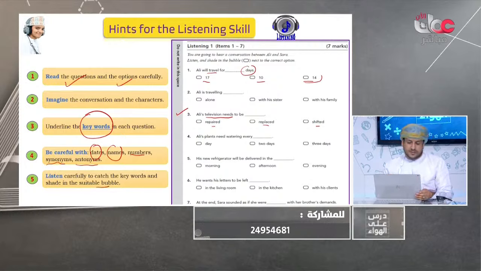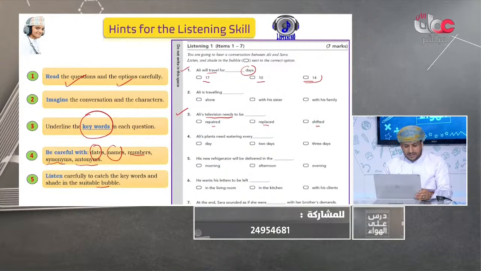Try to use pencil first. For example, if you have some doubts in the first question, maybe the answer is 10. Try to put only a dot, so that in case you want to change it the second time, you erase and change your answer. So that's it about task 1 of the listening. I hope it will be easy for you. I would like you to get more practice. You have to practice more so that you can overcome all these questions and answer them easily tomorrow, inshallah.